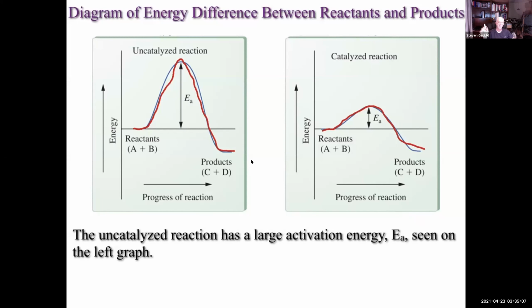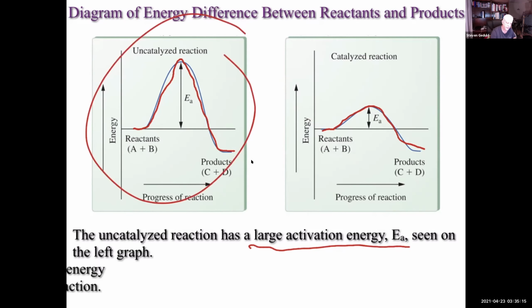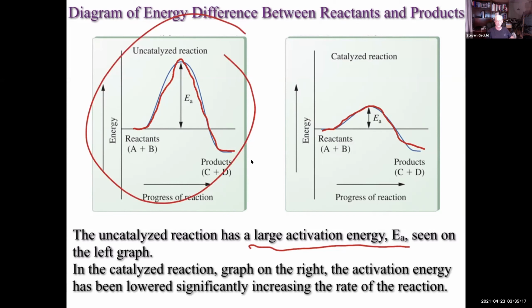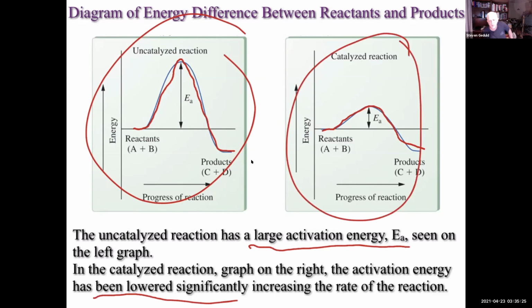So the uncatalyzed reaction has a very large activation energy. And that's this graph on the left right here. Okay. The catalyzed reaction, the activation energy has been lowered significantly, increasing the rate of the reaction. So if it takes less energy for the reaction to occur, the reaction is going to occur faster. Make sense? Sort of.